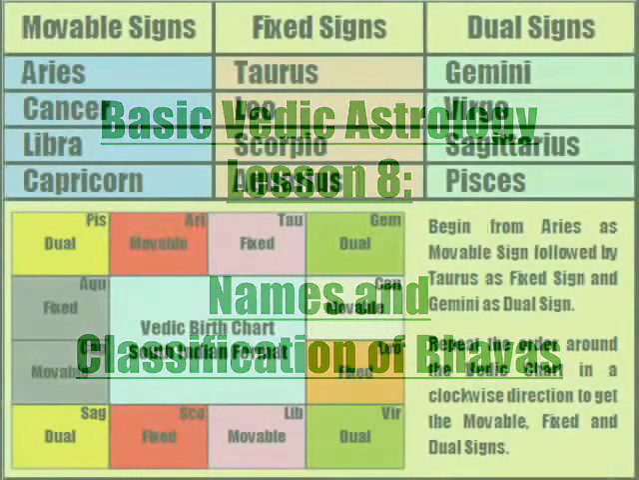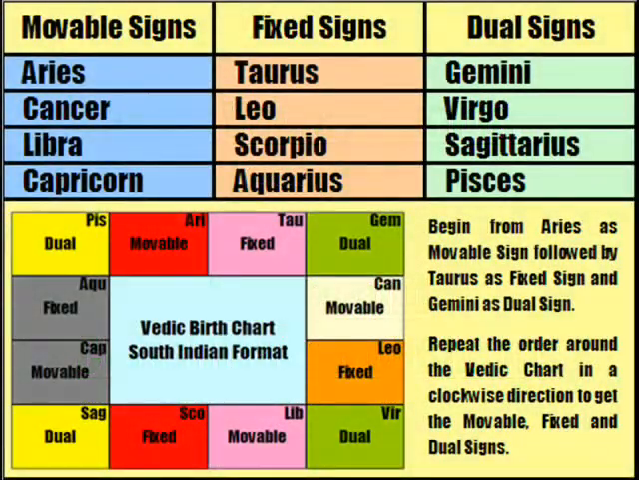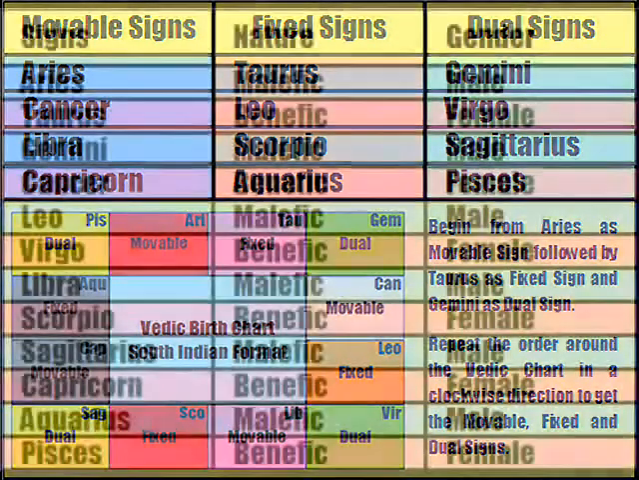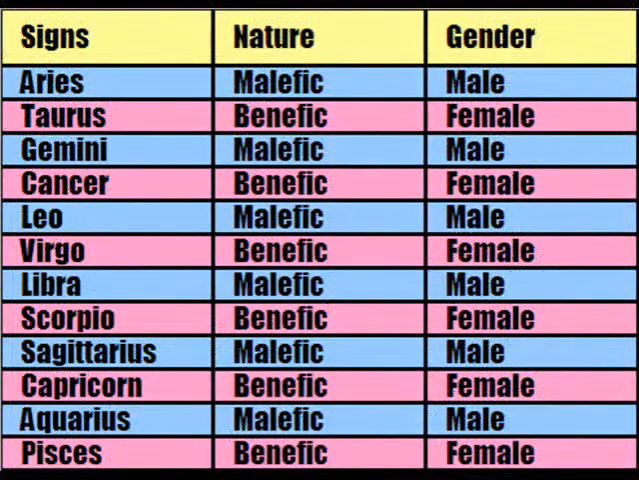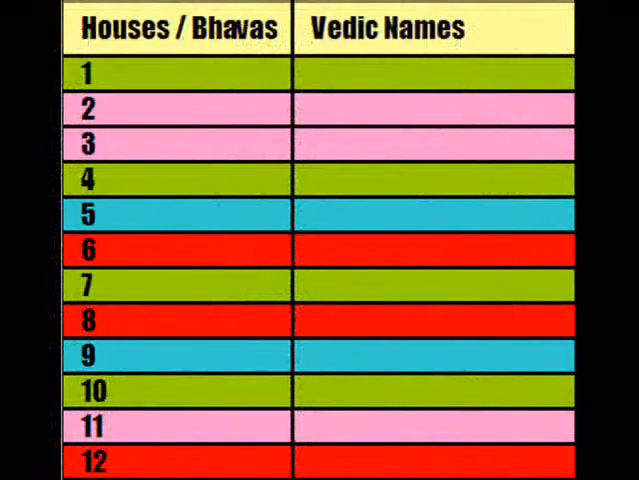The last two videos were on movable, fixed and dual signs, and also on the nature and gender of the signs. Earlier I have also spoken about the Natal Lagna, Chandra Lagna and Surya Lagna charts and the numbering of the houses so as to get the said charts. In this video, I'm going to give you the names of the houses.